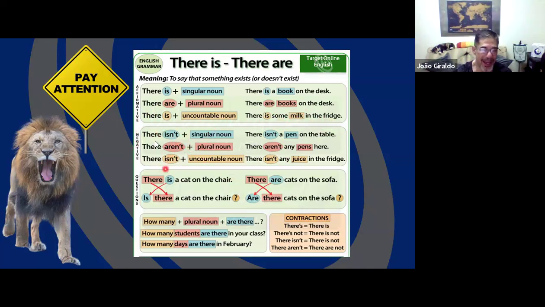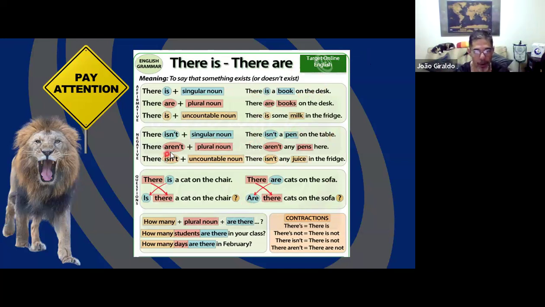The same way in negative, people, there isn't plus a singular noun. So there is a book here in affirmative. In negative, there isn't a pen on the table. Again, we use the article a or an when we have the case. Two singular nouns. Okay, only for singular.